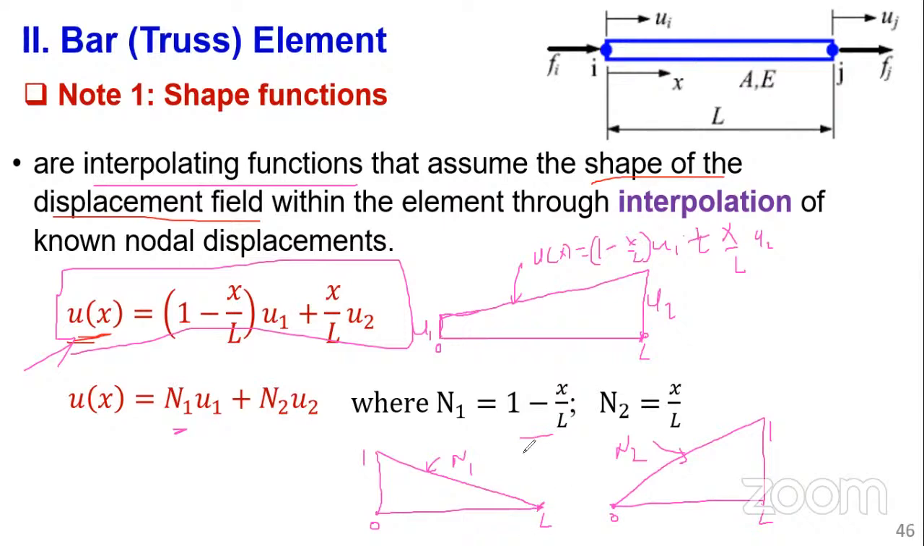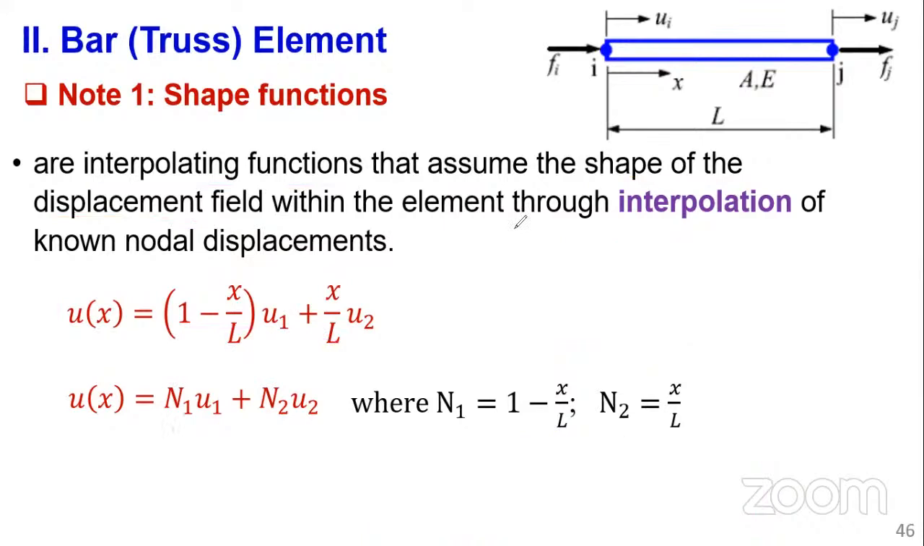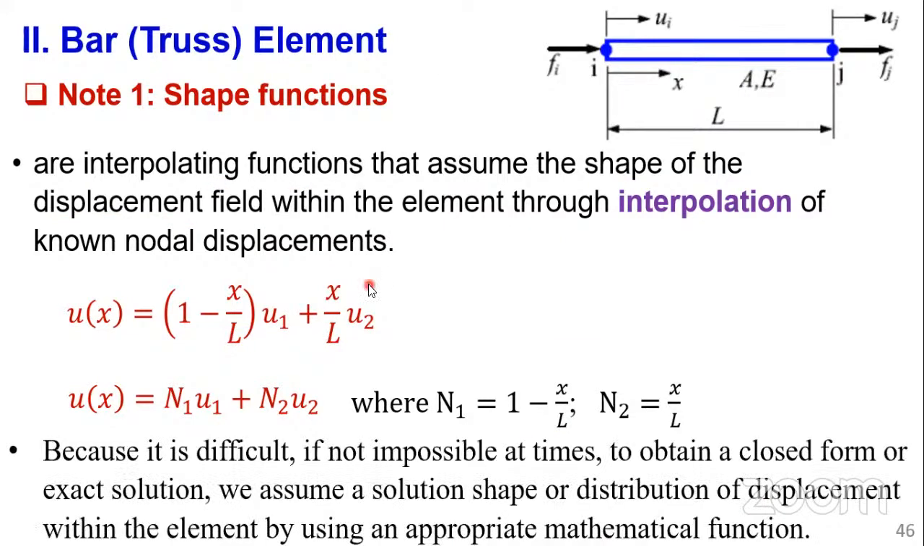These are what we call the shape function, and that's a definition. And you may ask then, why do we need this, or what is the purpose of talking about them here? The thing, basically, is that at times it's impossible. It's not always possible to obtain an exact solution.